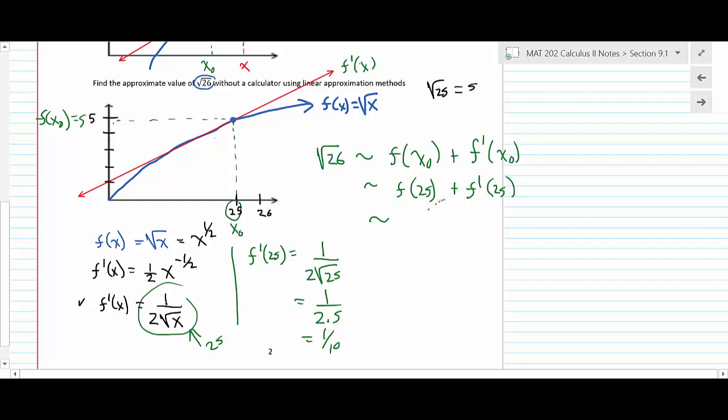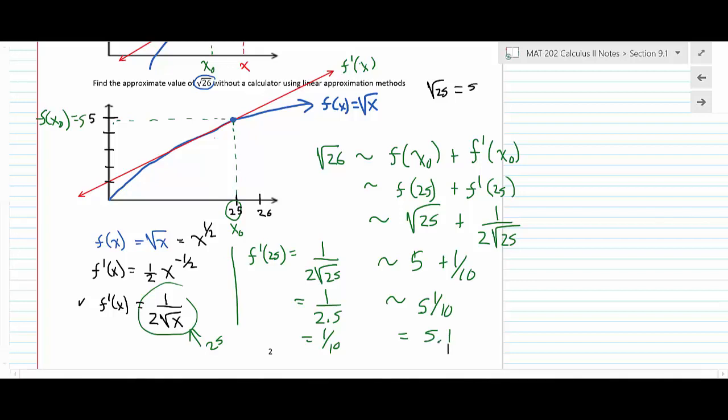That's doing the square root of 25, right? Whereas this was doing 1/2 times the square root of 25. That's evaluating the derivative. So what we get is 5 plus 1/10. That means an approximate value, just using the first derivative, is going to be about 5 1/10, which is about 5.1. Now let's see on a calculator.